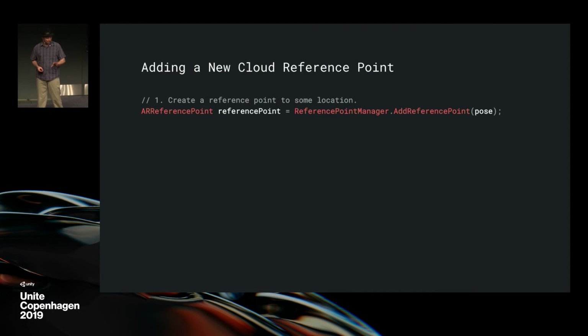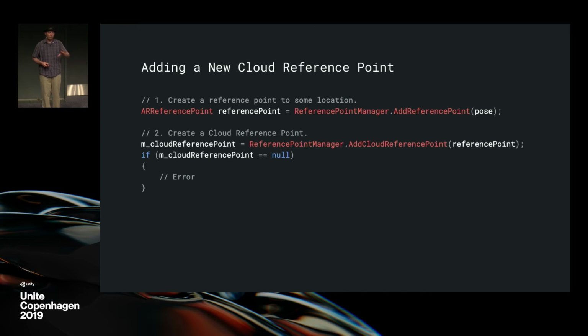So, into the code. Here we are, using some standard AR Foundation code at this point to add a reference point. You'll need a pose. A pose is just a position and rotation in space. Typically, you'd get one of these by letting the user tap on the screen, raycast into the scene, and find a point of intersection. Once you've created your local reference point, you can use that to create a cloud reference point. As long as you get something back at this point, you're ready to continue.